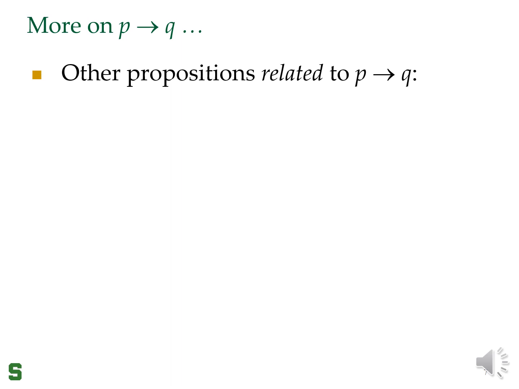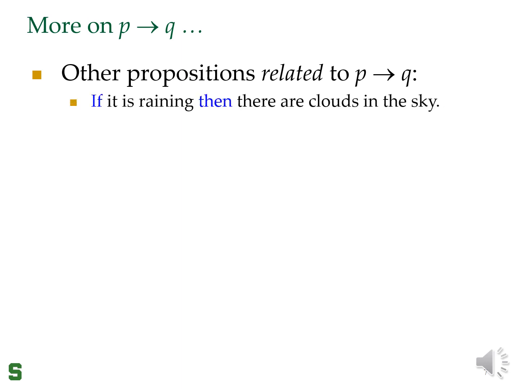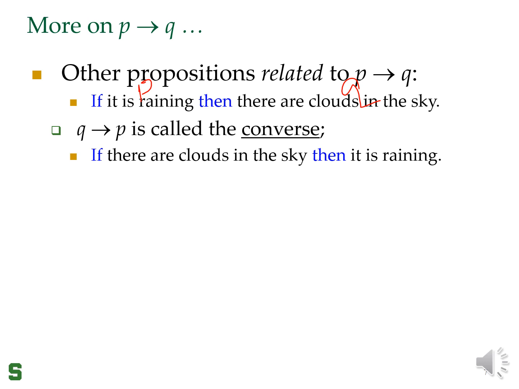Let's look at some more propositions that are related to the implication operator. So let's look at this statement. If it is raining, then there are clouds in the sky. So here P is it is raining. This is P. Q is there are clouds in the sky. We can create another statement called Q implies P, which is what we'll call the converse, which would say if there are clouds in the sky, then it is raining.